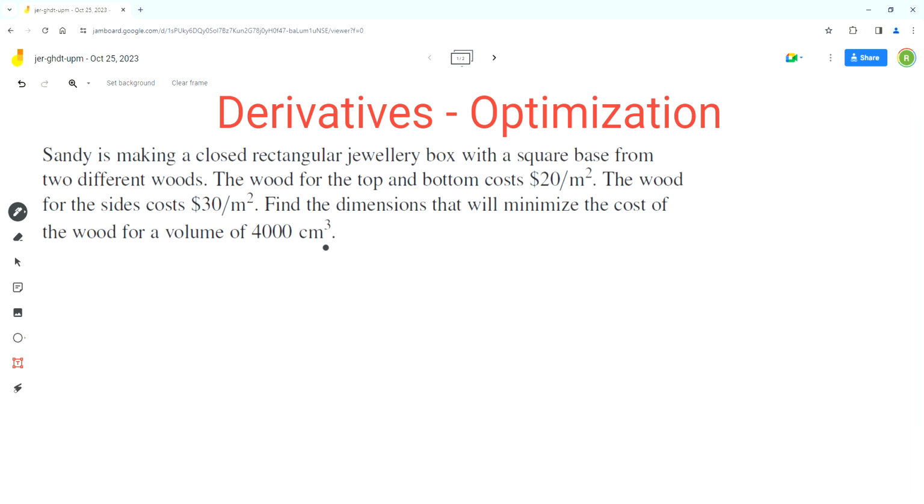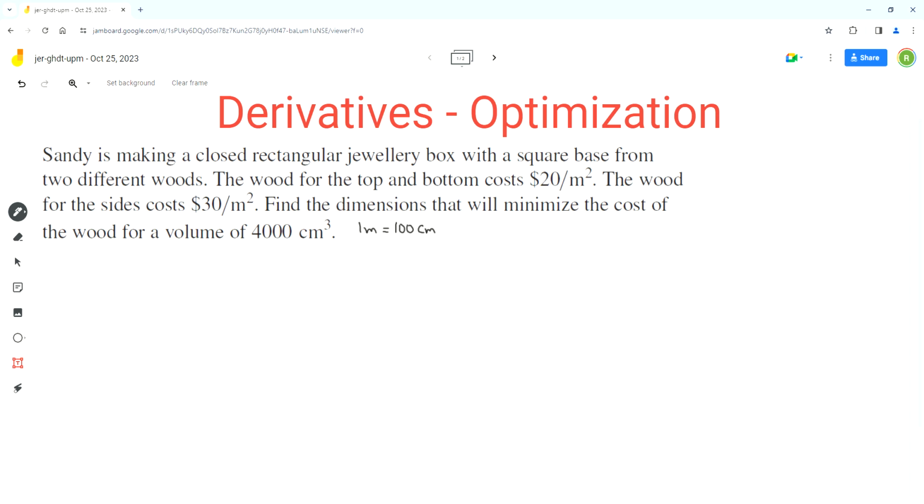Now the tricky thing here is that we are given the cost in terms of meters and the volume is given in terms of centimeter. So the first step should be to convert this volume in centimeter cube to meter cube, because we need the same units to analyze this problem. Now we know that 1 meter is equal to 100 centimeter.